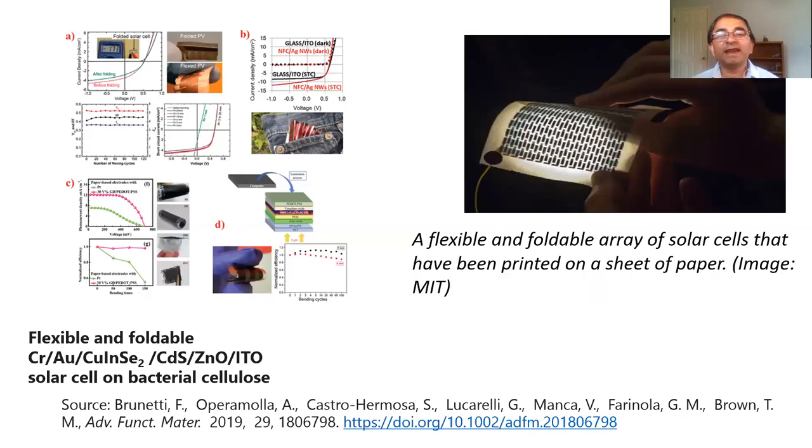Now, a flexible and folded array of solar cells that have been printed on a sheet of paper. Scientists at MIT are printing solar cells on a piece of paper. They are printing supercapacitors on a piece of paper. No need of any substrate. You can take an ordinary paper and print solar cells on it.